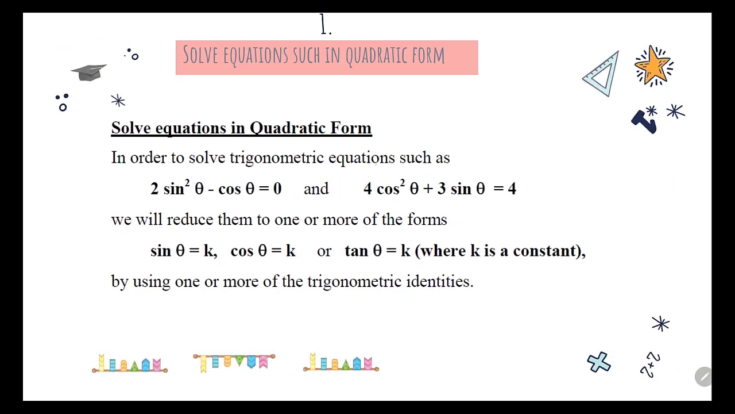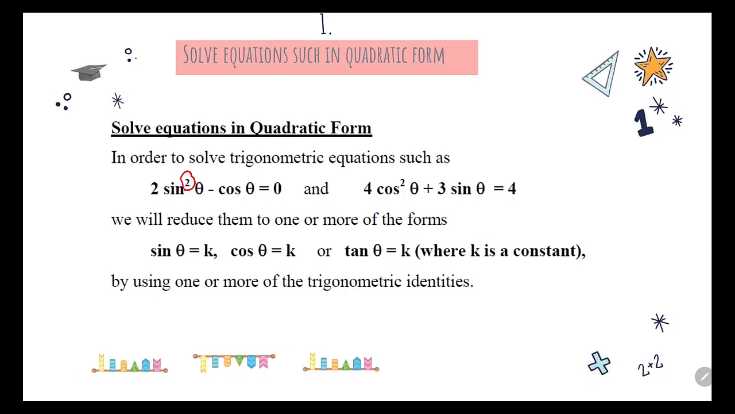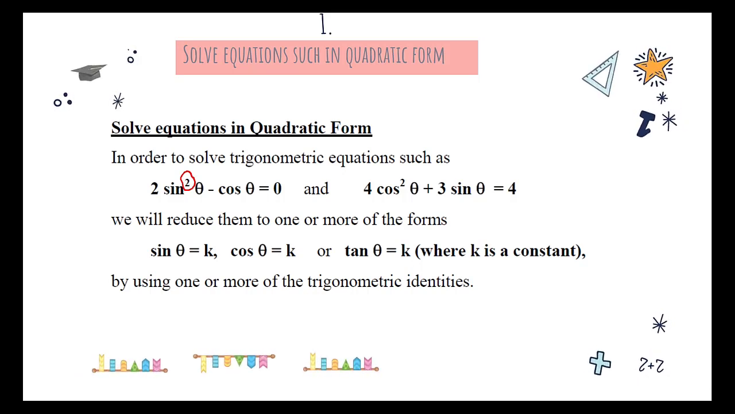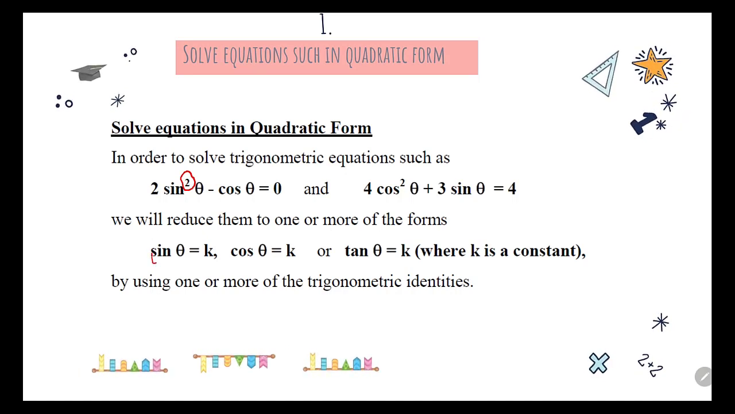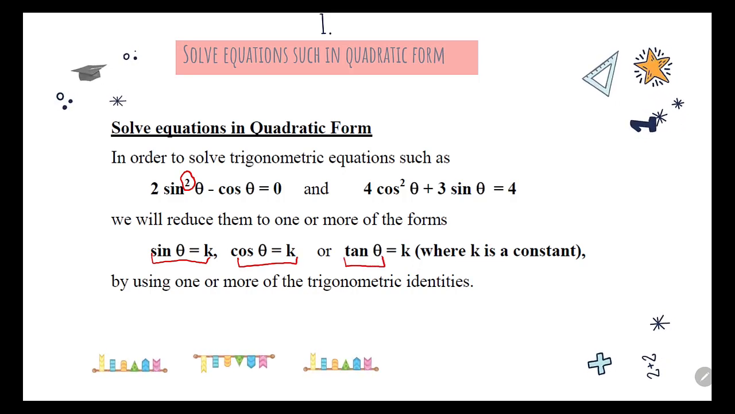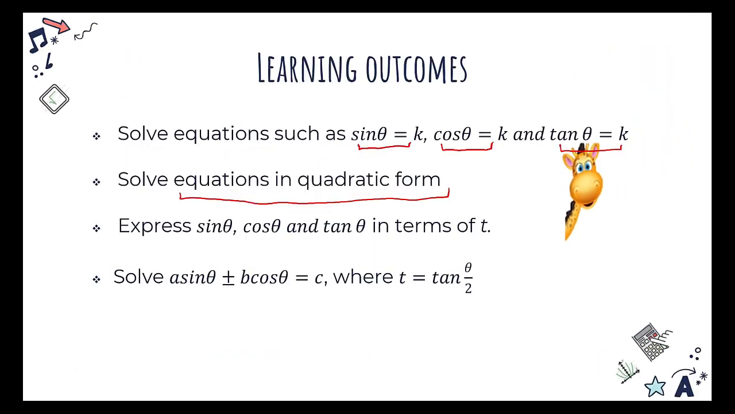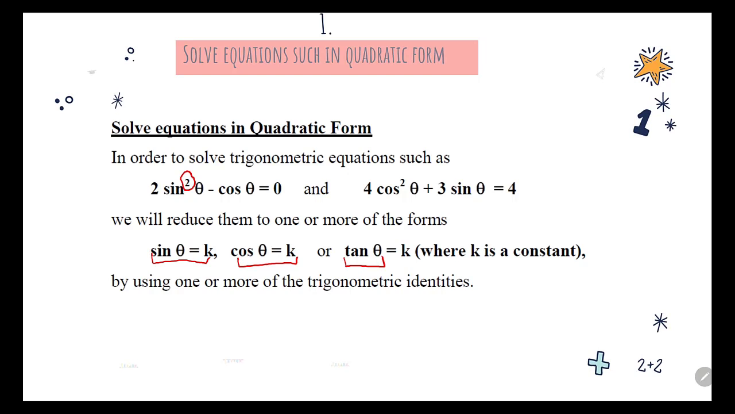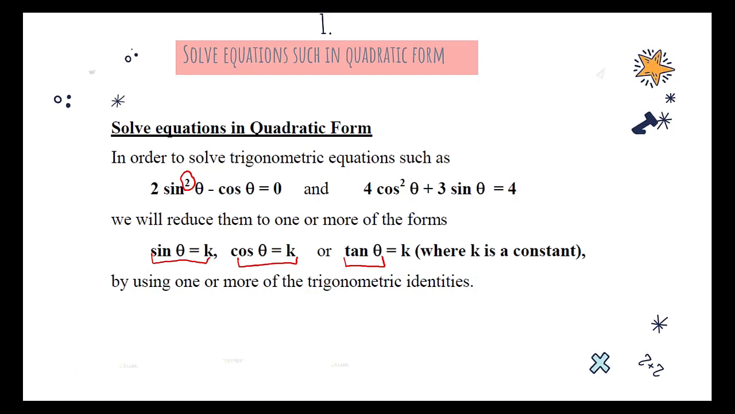In order to solve trigonometry equations such as 2 sine square, so when we have sine square, we call this a quadratic equation, and 4 cos square plus 3 sine theta equals 4, we will reduce them to one or more of the form sin theta equals k, cos theta equals k, or tangent theta equals k. Now, if you realize, sin theta equals k and cos theta equals k is our first learning outcome. So if we can reduce the quadratic to sin theta equals k and cos theta equals k, we will be able to solve the trigonometric equation.